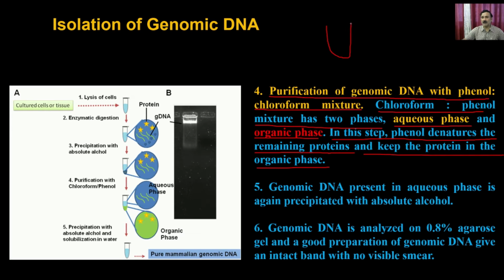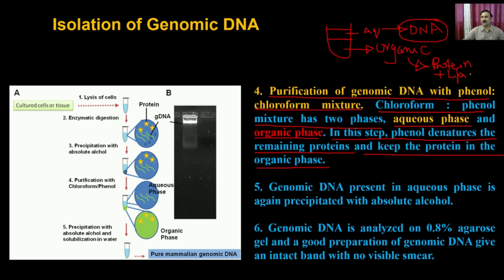So when you have the chloroform as well as the phenol, the phenol is going to degrade the protein, and that's how you get the organic phase. The organic phase is going to be at the bottom, whereas the aqueous phase is going to be on the top. The aqueous phase is going to have the DNA, because DNA is very polar, so it remains in the aqueous phase, whereas the non-polar organic phase is going to have the proteins damaged by the phenol as well as the lipids.